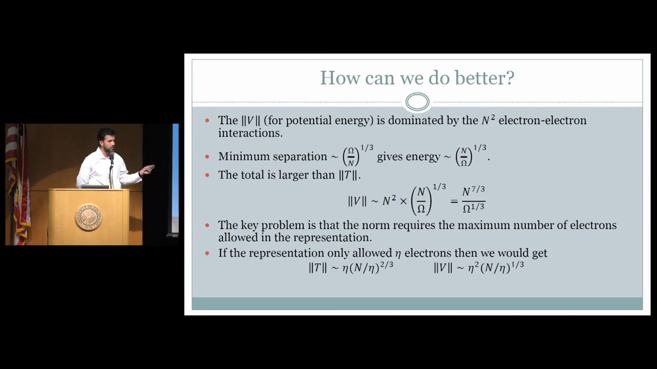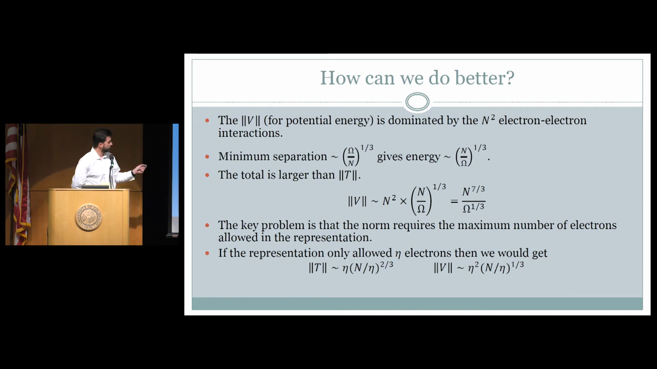So if you're only allowing eta electrons, so the symbol I'll be using here for the number of electrons is eta, then the norm of the potential is just going to go like eta squared, the actual number of electrons, times n over eta to the power of 1/3. So if you're looking in terms of the scaling with n, this is much better because your n to the 7/3 is turned into an n to the 1/3. And the idea here is that we're actually wanting to look at scenarios where we have a very large n, many orbitals, but a smaller number of electrons.